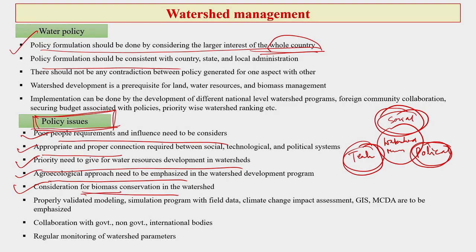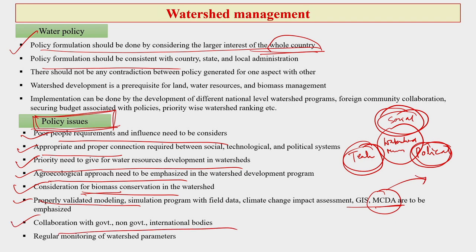Consideration of biomass conservation in the watershed is another critical parameter. We need to properly validate different kinds of modeling or simulation programs with field data. Even climate change impact assessment at the watershed scale, we can always do. We can use GIS, and multiple criteria decision analysis can also be applied, which we discussed during the prioritization process. It helps in prioritizing your alternatives.